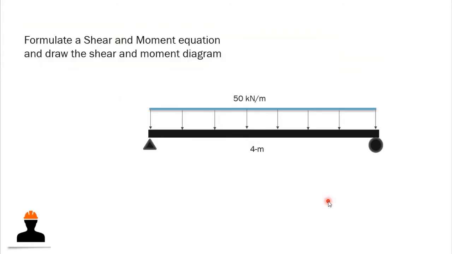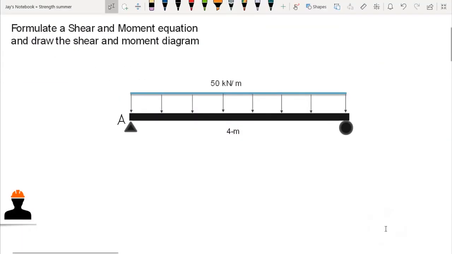Now let's try to solve a problem. This problem asks us to formulate the shear and moment equations, and using these equations, we draw the shear and moment diagrams. We have a simply supported beam, with a hinge support and a roller support at the left and right ends respectively, and a uniformly distributed load of 50 kilonewtons per meter over the entire span of the beam, and this span has a length of 4 meters.